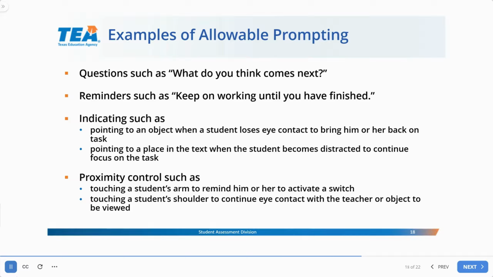Proximity control, such as touching a student's arm to remind him or her to activate a switch. Or touching a student's shoulder to continue eye contact with the teacher or object to be viewed.